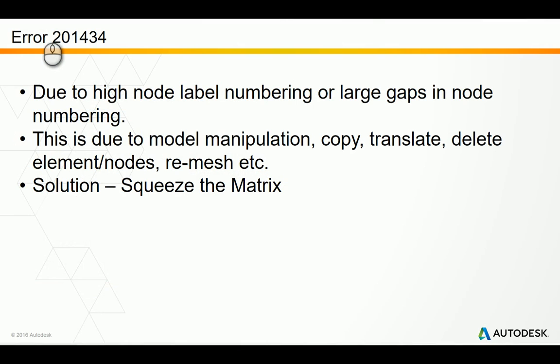One reason you may have to squeeze the matrix is if you get error 201434. This is caused by high node label numbering or large gaps. This can be caused because you are manipulating the model by copying and translating it, deleting elements and nodes, or changing the density. Really anything that can affect the mesh. The solution to this error is to squeeze the matrix, which is what I'll show you today.